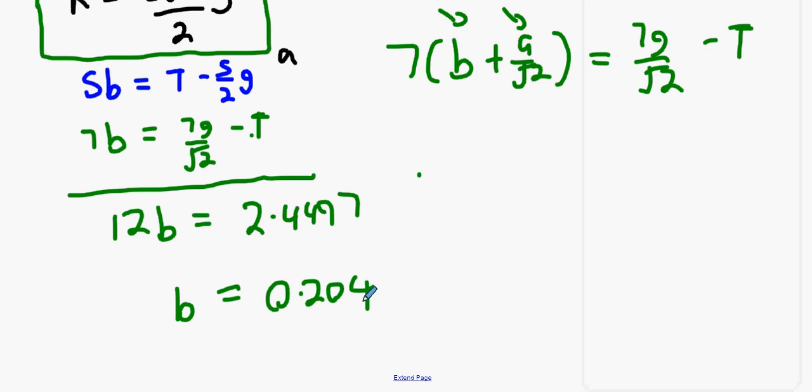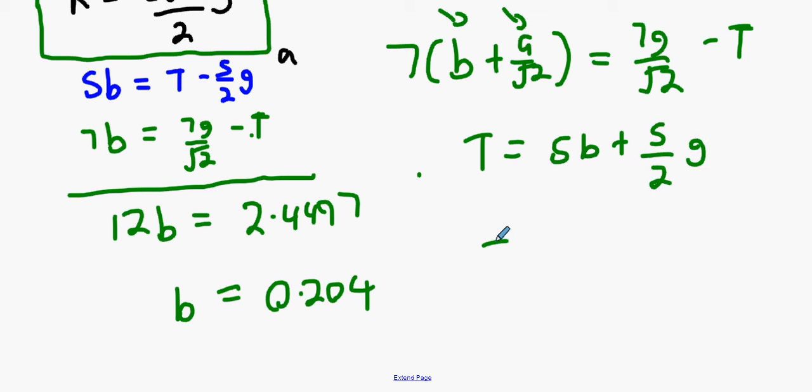Are we okay with that? I'm also going to get the t value while I'm here. What's the t value? 5 times b plus 5 over 2 g. And then what do we say there then? Anybody? 5 times b plus 5 over 2 times g. So 5 times, yes, yeah.